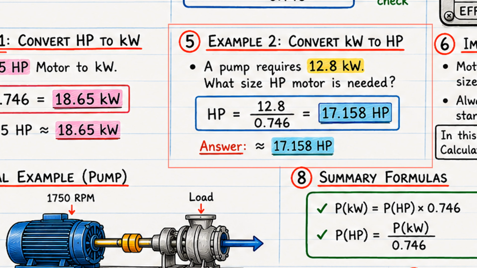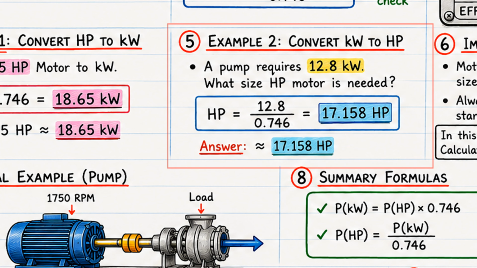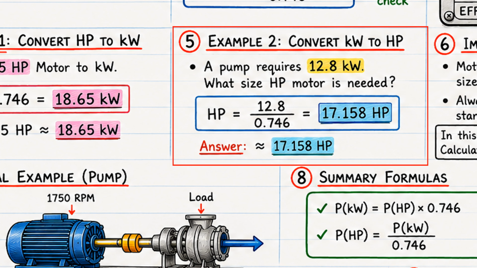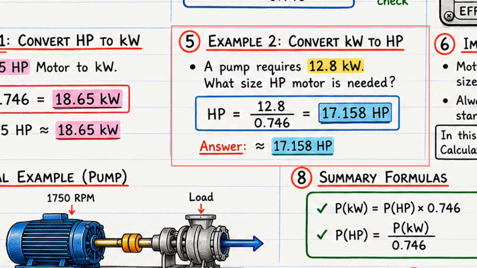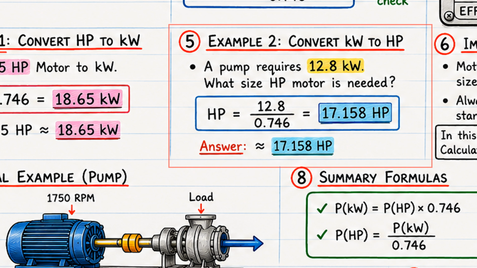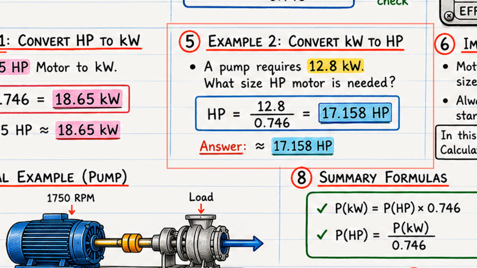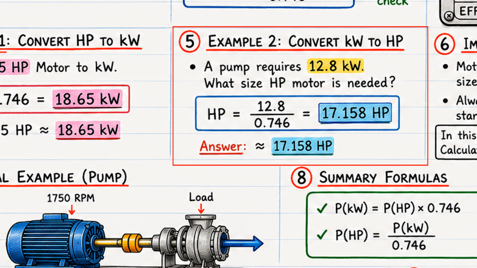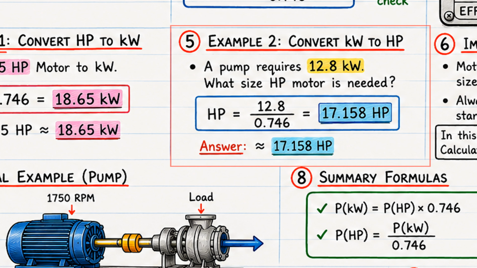Now, let's look at the second example shown in the image. Suppose a pump requires 12.8 kilowatts of power to operate. The question is, what motor size should we select for this pump? In this case, we use the second formula. P in horsepower equals P in kilowatts divided by 0.746. In other words, we divide the kilowatt value by 0.746. So, 12.8 divided by 0.746 equals 17.158 horsepower.